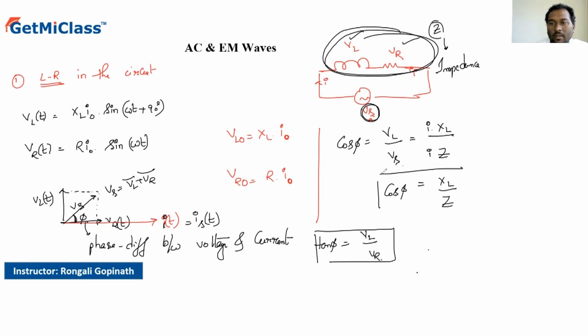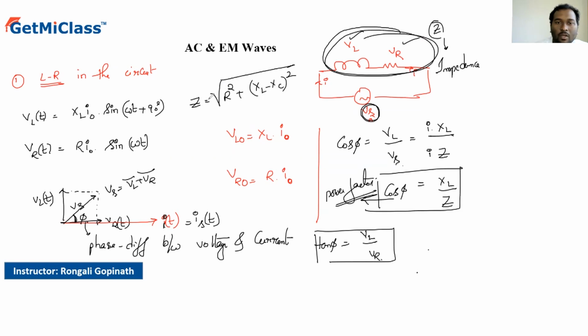This cos phi is called the power factor of the circuit. We know what XL is. XL is nothing but omega into L. But how do we calculate Z? Z is given by root over R square plus XL minus XC whole square. And I will tell you in some time how we got this relation. Or we can actually derive it from here itself.